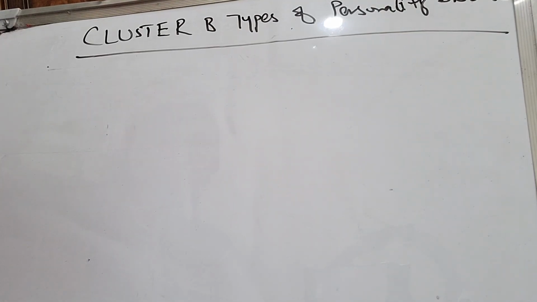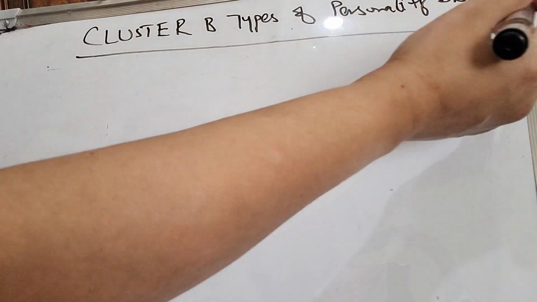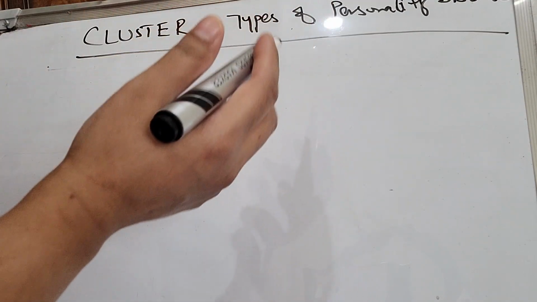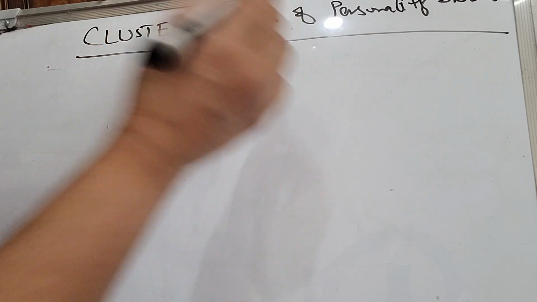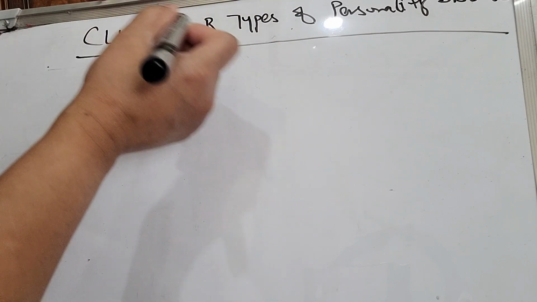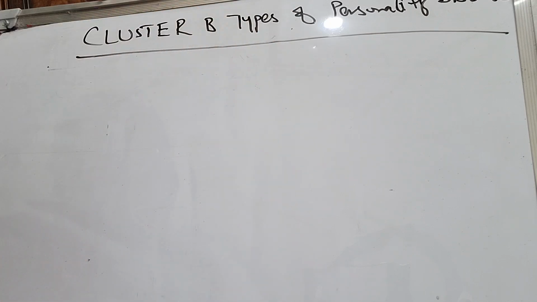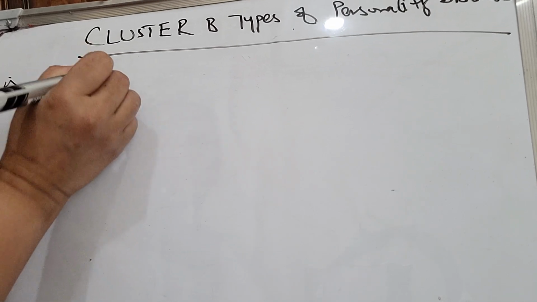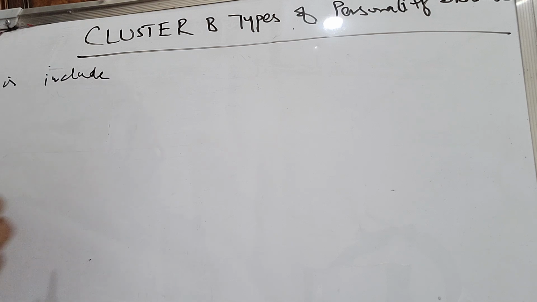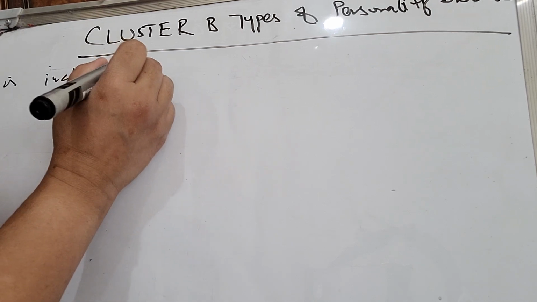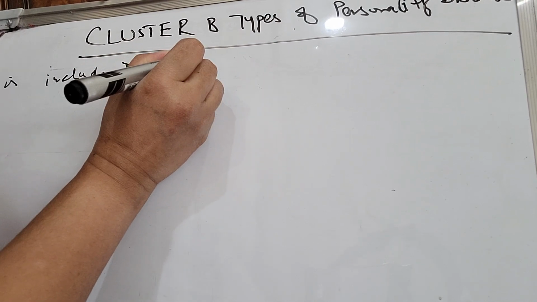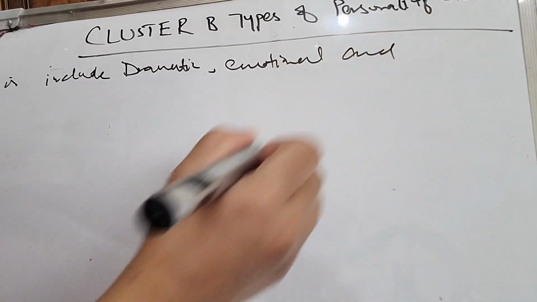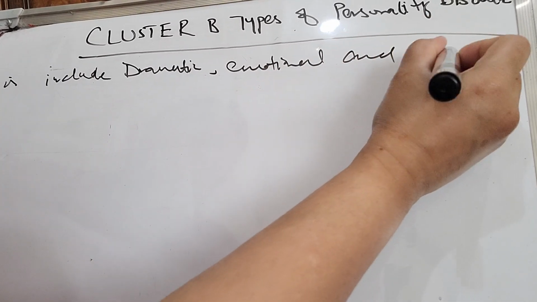So today our topic is cluster B types of personality disorders. Last time we did cluster A types of personality disorders. Today our topic is cluster B. So what is cluster B? It includes dramatic, emotional and erratic types.